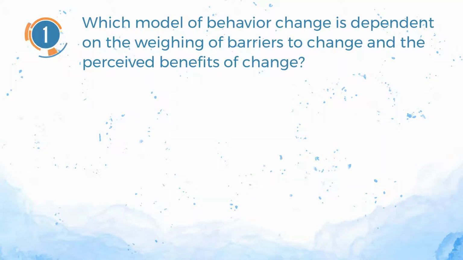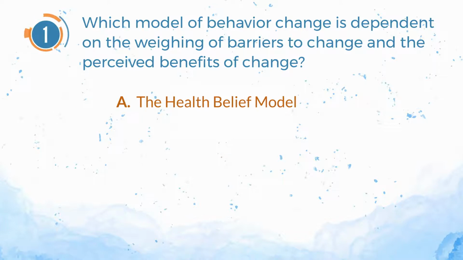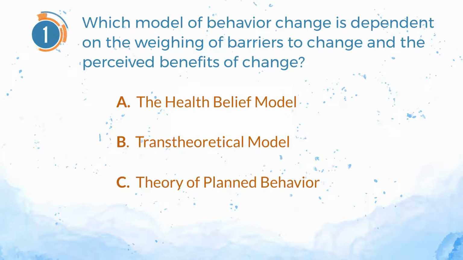Number 1. Which model of behavior change is dependent on the weighing of barriers to change and the perceived benefits of change? A. The health belief model. B. Trans-theoretical model. C. Theory of planned behavior. D. Social cognitive theory.